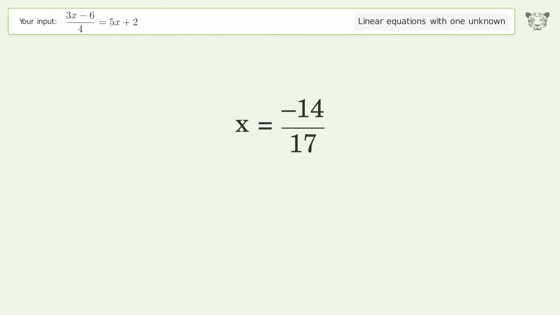And so the final result is x equals -14/17.